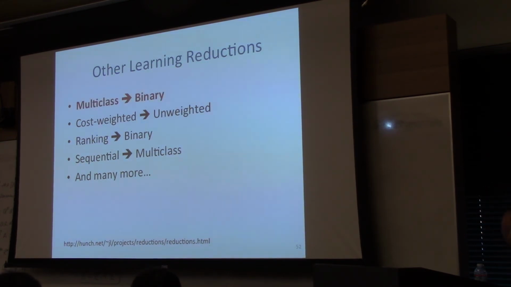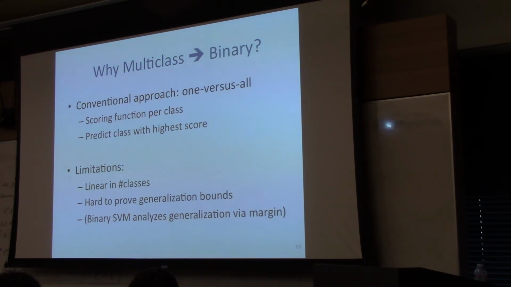So I'm going to briefly give a formal overview by talking about multiclass to binary. But first, maybe we should ask, why do we even care about multiclass to binary? Multiclass seems like a fairly simple problem that we know how to solve well. And the answer is yes, in many contexts, we do know how to solve multiclass well. But nonetheless, there may be some value in understanding how to reduce multiclass to binary.